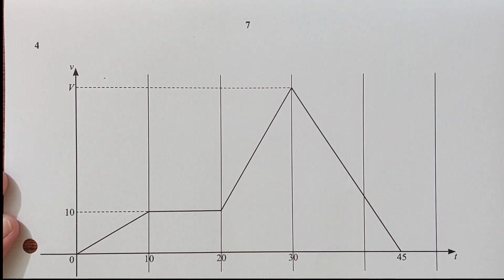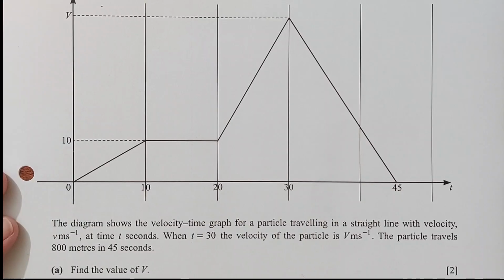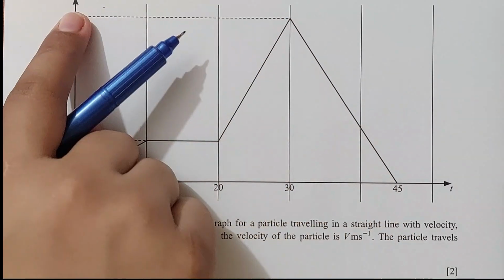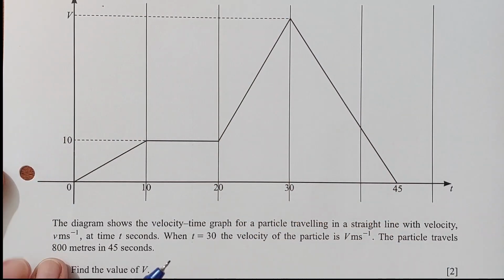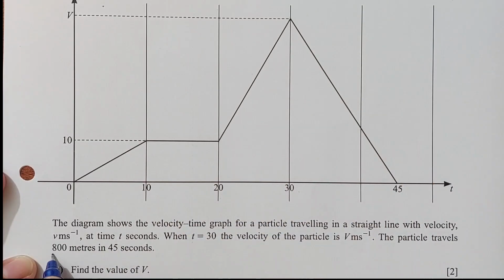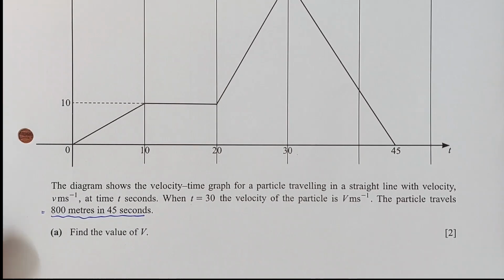Question number 4. The diagram shows the velocity time graph for a particle travelling in a straight line with velocity v meters per second at time t seconds. When t equals 30, the velocity of the particle is v meters per second. The particle travels 800 meters in 45 seconds. From 0 to 45 seconds, the total distance travelled is 800 meters, right? Now part A, find the value of v.